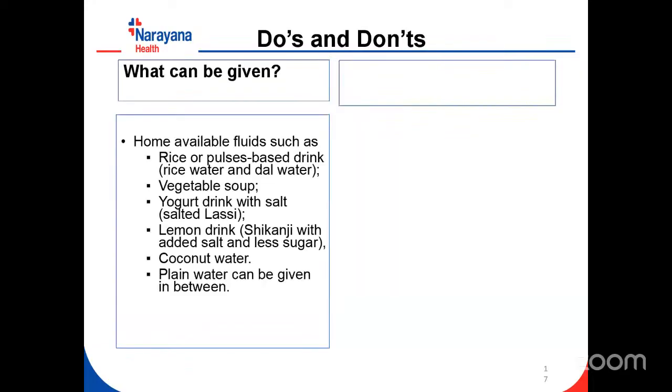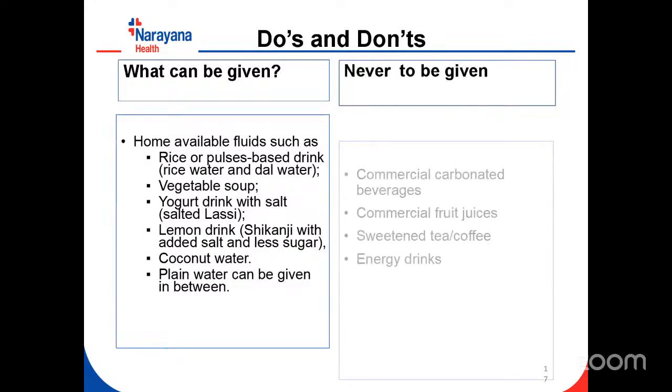What can be given? As we said earlier, home available fluids such as rice or pulse-based drinks like rice water and dal water, vegetable soup, salted lassi, lemon drink, coconut water, and even plain water. What not to give, never to be given.